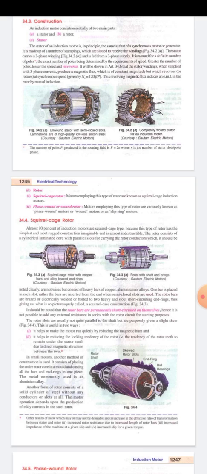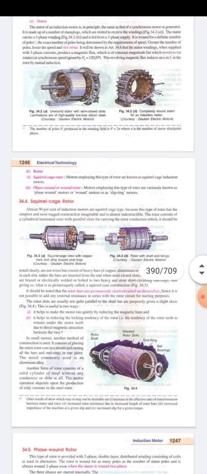It will be shown in the article 34.6, I am sorry, this is the article 34.6, not diagram, that the stator windings, when supplied with three phase currents, produce a magnetic flux which is of constant magnitude but which revolves at synchronous speed, that is equal to 120 f by P. This revolving magnetic flux induces an EMF in the rotor by mutual induction.